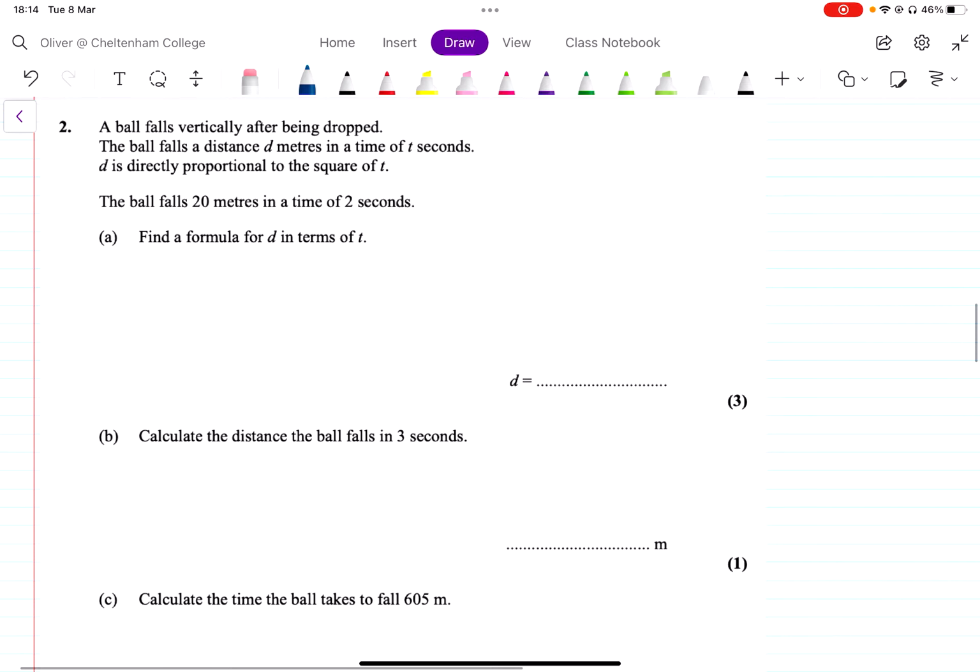Question 2, a bit more of a classic question. We are told that d is directly proportional to the square of t. The thing that people miss here is that it's the square of t. So d is k lots of t squared. So we know that 20 is k times 4, because that's 2 squared. So k equals 5.